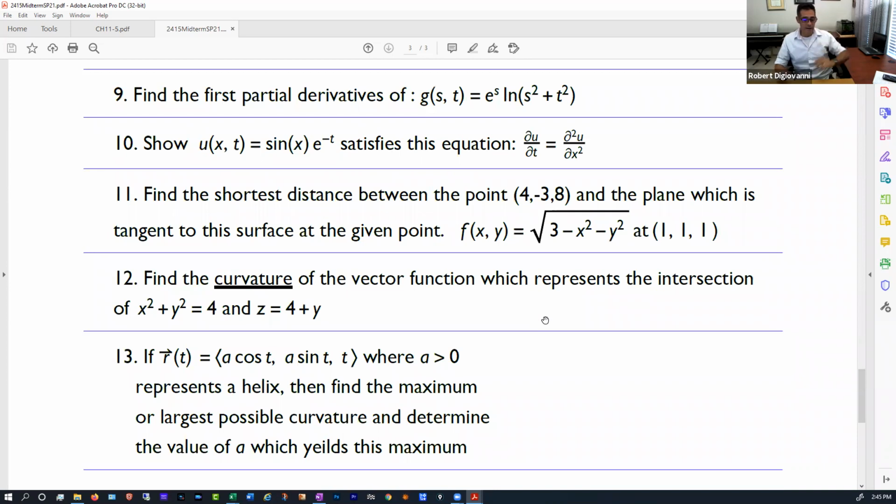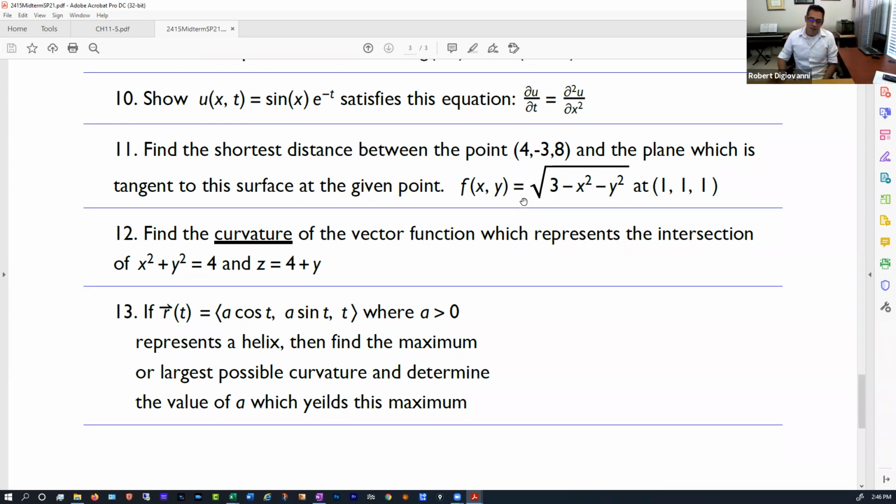Number 11, find the shortest distance between the point (4, -3, 8) and the plane which is tangent to this surface at this given point. What did we do today? Did we do tangent planes today? We did, right? So if I give you a function and I give you a point, you should be able to give me the tangent plane here. And I'm just asking you to give me the shortest distance between that point and that plane that you found. So this is a 2-in-1 also, 2 problems in 1.